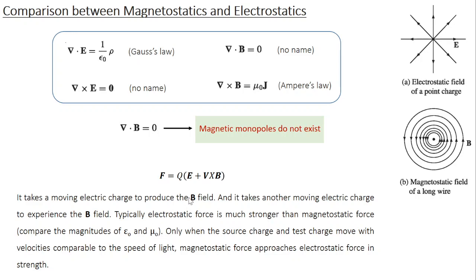So always the force related to electrostatic field is going to be dominant compared to the magnetostatic force, but only in one condition these two forces become comparable. That is when the charges start to move with the speed of light. So this is the realm of relativity, and the electromagnetism in this realm is known as relativistic electrodynamics.